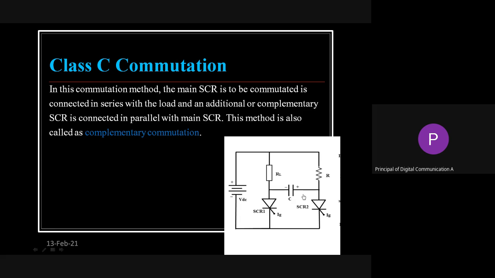Because the capacitor gets another path for discharging through this SCR2. It is going to be discharged through this, and when it discharges through this, the reverse voltage that is there in the capacitor will appear across SCR1. Once the reverse voltage is applied across this SCR1, it will turn off. So that is the class C commutation.